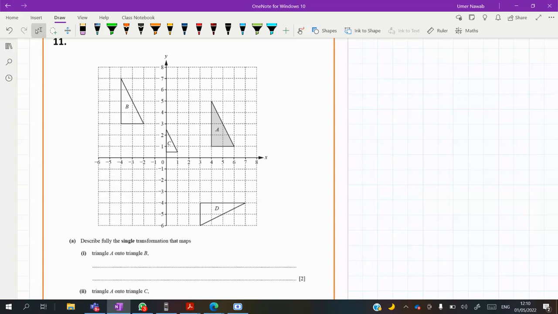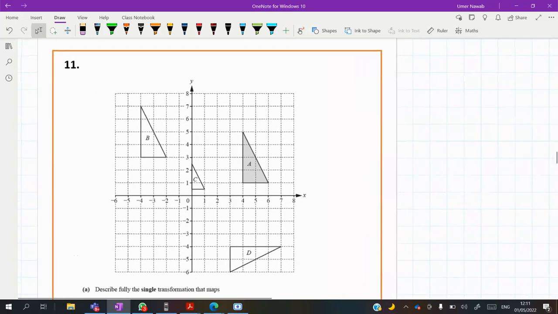Although my techniques are not following the tracing paper method, I have already taught you the tracing paper technique. You can use it as a replacement of the technique which I will use here. So let's start with question number 11.